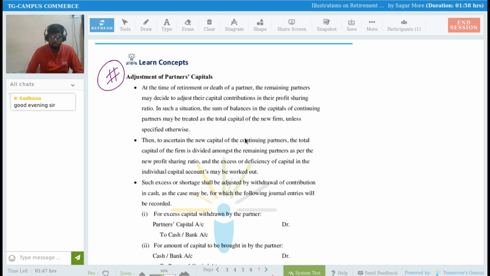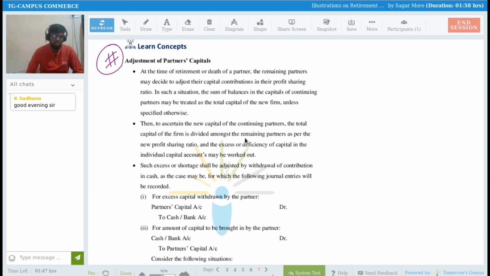See, what is adjustment of partners' capital basically? It is possible that this adjustment that I'm going to explain here is applicable for retirement as well as for the death of a partner, right?